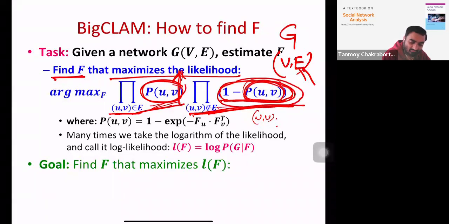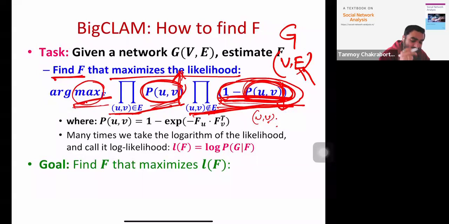1 minus this part actually contributes to the function, right? The total optimization function, the likelihood function. And our task is to maximize this. So if your model says that for a non-existent edge the probability is high, that would be bad for your function. Now if for a non-existing edge your model says that the probability is low, therefore 1 minus this would be high. Therefore, that is good for your model.